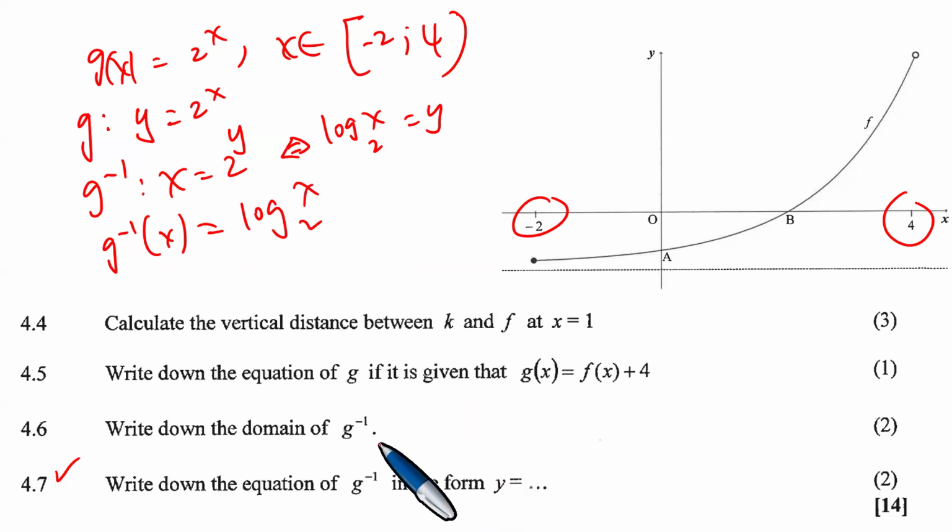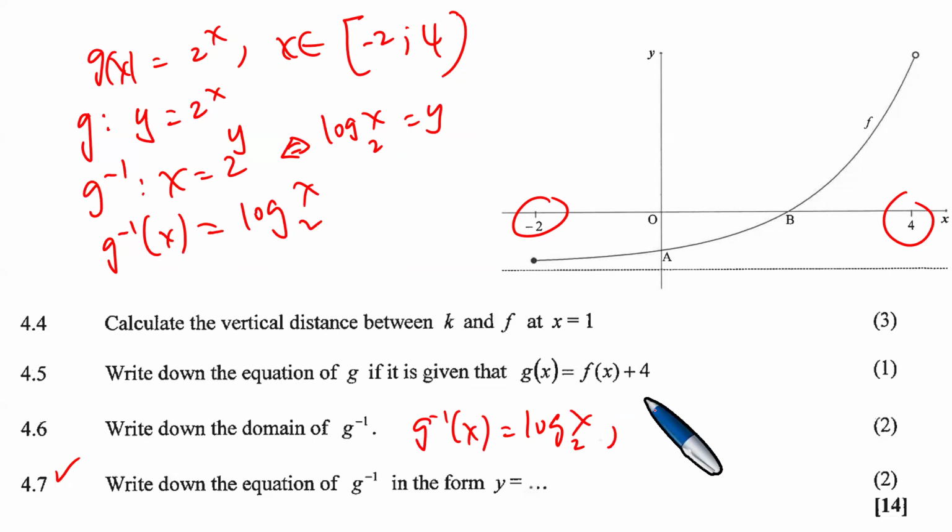So the equation of g inverse is g inverse of x equals the log of x base 2, and x is an element of the interval 1 over 4 to 16.